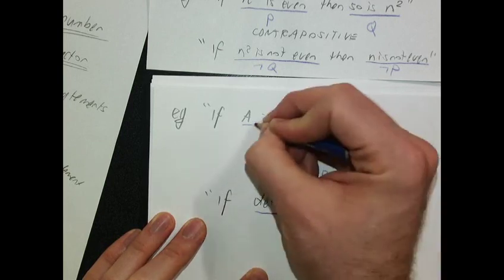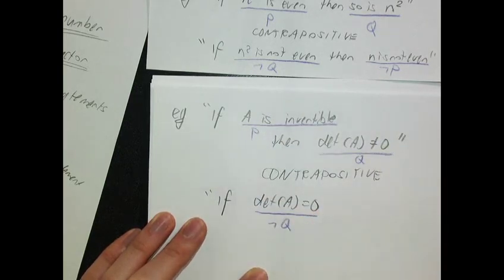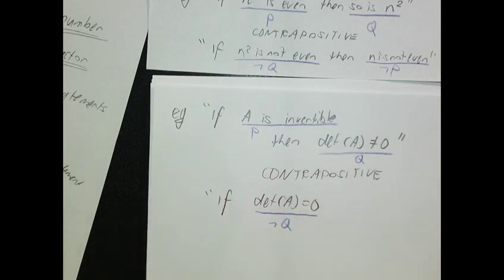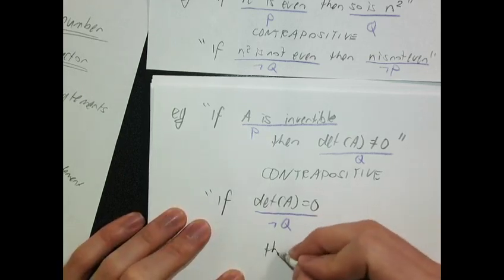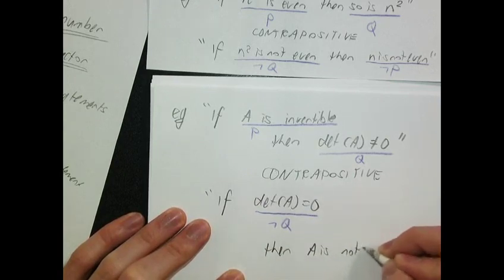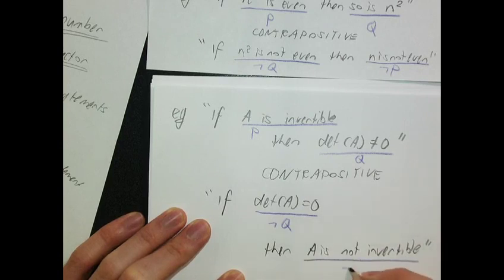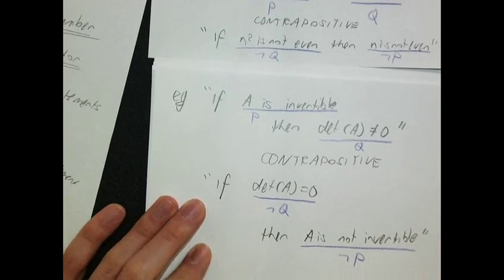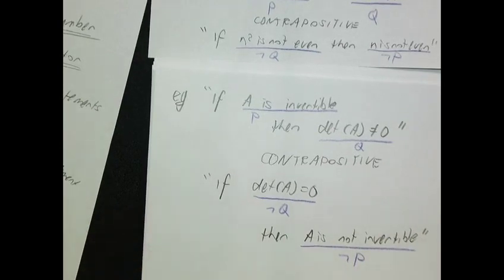So that was my Q, that was my P. So Q was that the determinant of A is not 0. And so when I do the opposite of that, when I negate that, it becomes the determinant of A is 0. It already had a not, so not means is. And this is not P. A is not invertible. So if A is invertible, then the determinant of A is not 0. The contrapositive of that is if the determinant is 0, then A is not invertible.